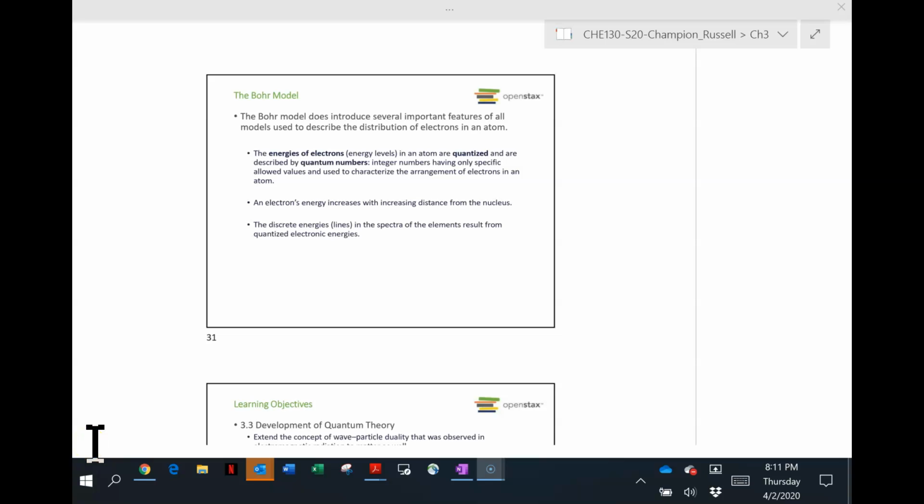Hello, this will be our third electronic structure video, and we're picking up again here on slide 31. We just talked about in the previous video the Bohr model and how the Bohr model only works for something with one electron, so it's pretty limited, but it introduced some really important ideas. This idea of the energies only having certain allowed levels, that is, that they're quantized. Those quantized energy levels are described by quantum numbers.